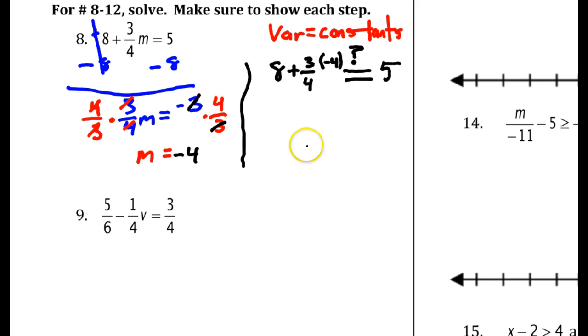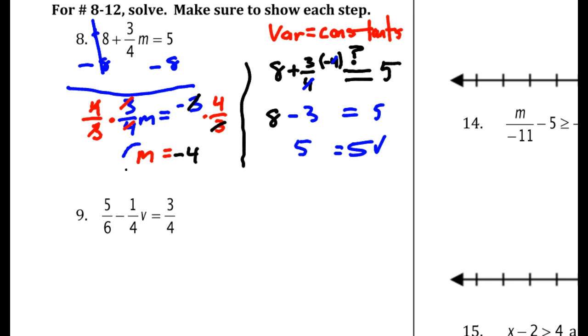Okay, does that equal 5? So we can do some order of operations. Let's see here. 3/4 times negative 4. Again, 4 is canceling out. So now we have a negative 3. So that's negative 3. Does that equal 5? And sure enough, it does. 5 equals 5. And that means our answer is correct.